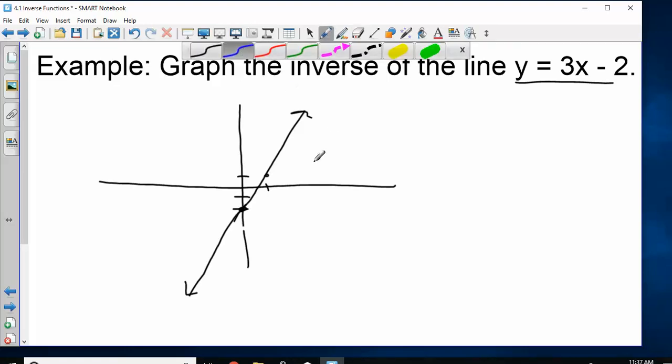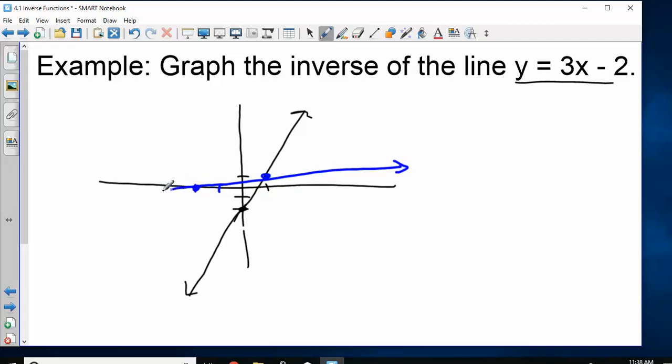Okay, so if I wanted the inverse, we just need 2 points to draw a line. This graph has the point (1, 1), so if you reverse x and y, it's still (1, 1). Then I had (0, -2), so that would become (-2, 0). So I have those 2 points for my inverse. That would be the inverse right there. I just took the 2 points that I graphed on my original line and reversed the x and y.